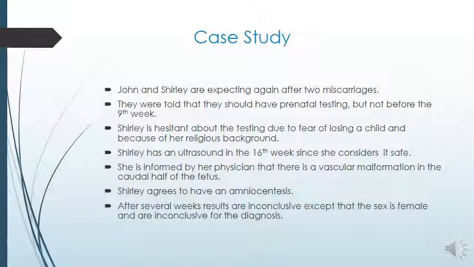Shirley has an ultrasound in the 16th week, and she considers ultrasound to be safe. She is informed by her physician that there is a vascular malformation in the caudal half of the fetus. Shirley is a little reluctant, but she then agrees to have an amniocentesis. After several weeks, the results are inconclusive, except that the baby is female. But the diagnosis for the vascular disease is unknown at this time.